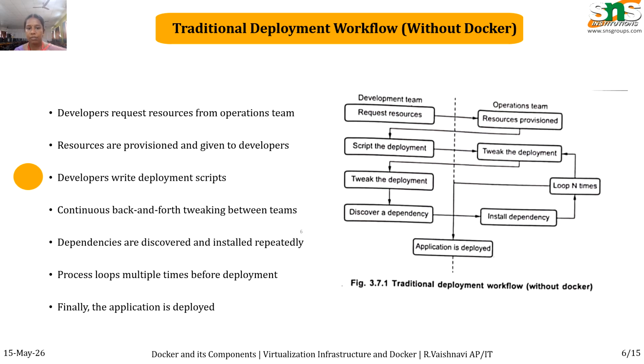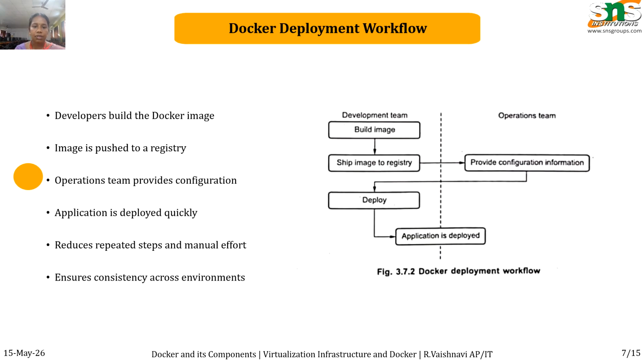Here we have the diagram for the traditional deployment model. Here we divide it into two, that is the development team and the operation team. In the development team, initially it starts from requesting resources and then scripting the deployment, and then the deployment is developed and then dependencies are discovered, and finally the application is deployed to the customers.